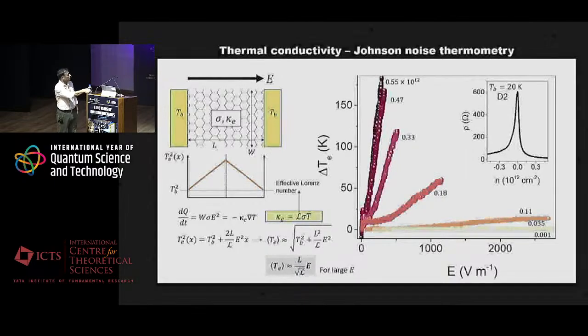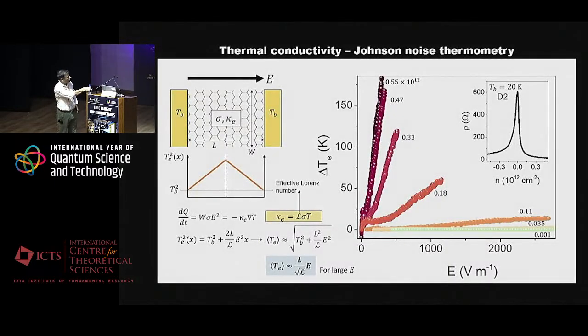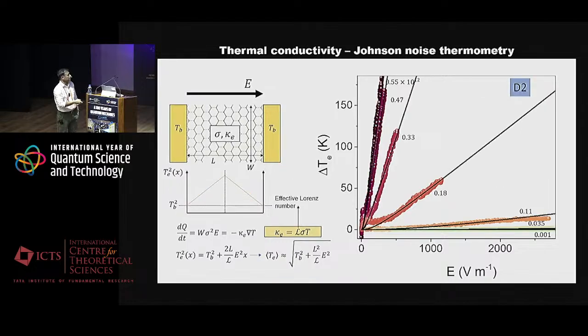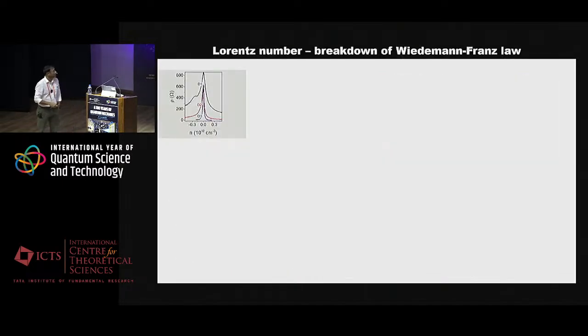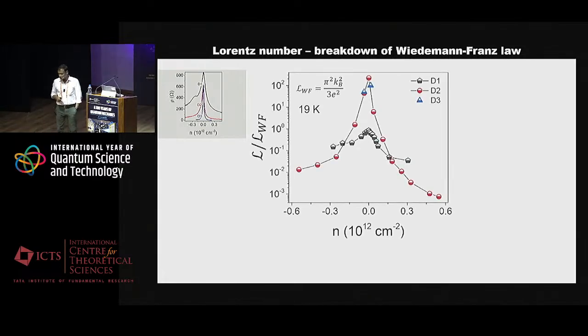You can see delta electron temperature as a function of electric field. It is flat at first and then starts increasing linearly, and this fit gives us the exact value of the Lorentz number. So what happens now if I plot the Lorentz number as a function of density? This is one of the most important, first interesting results.